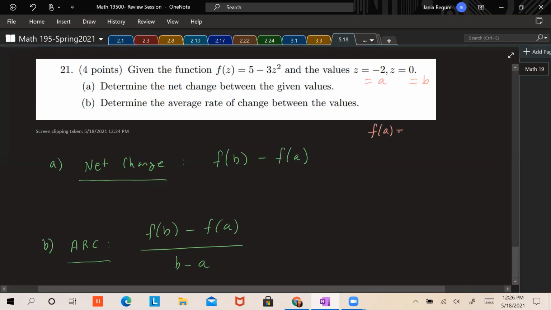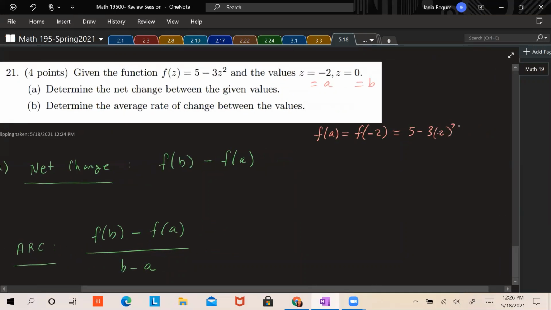So f of a is going to be f of -2. So I plug in -2 into my function. That would give me 5 minus 3 times -2 squared. So you plug in the input wherever you see that independent variable. So we have 5 minus, so -2 squared is 4. You times it by 3, that gives you 12. And then you do 5 minus 12, that's -7. Okay, so that's our f of a.